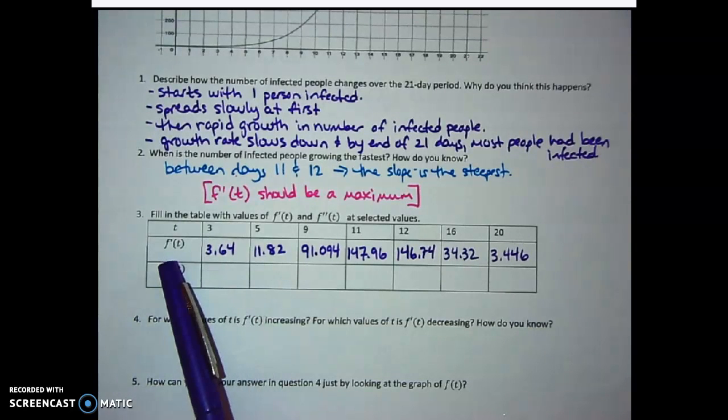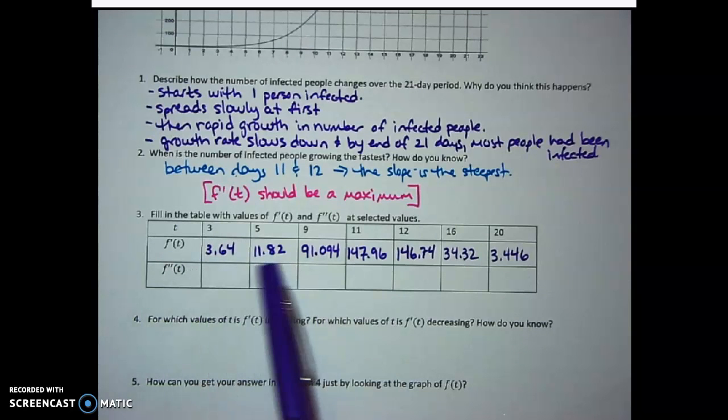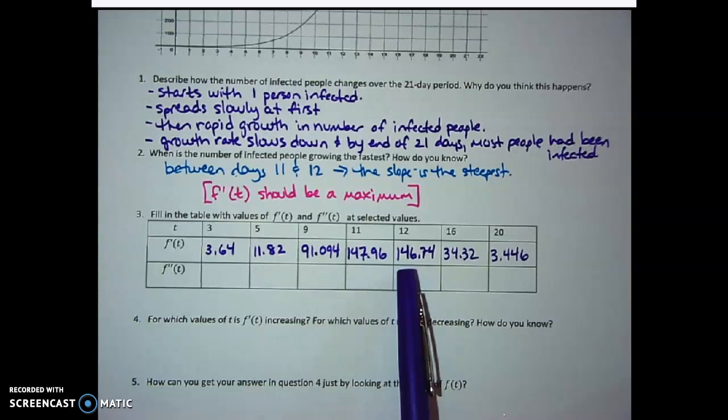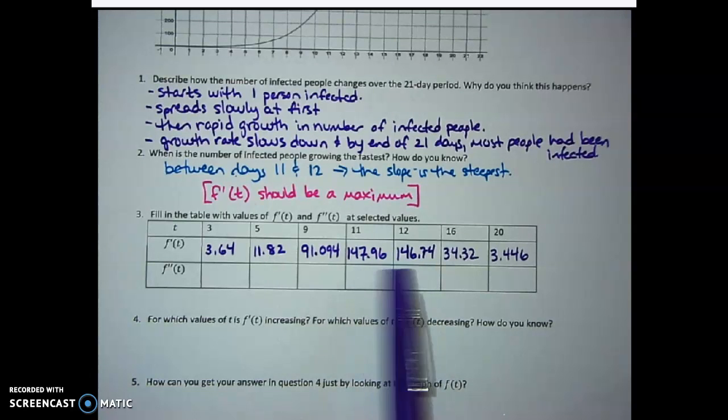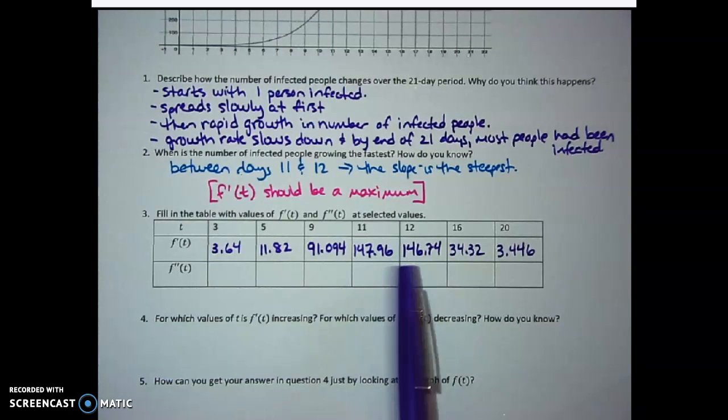What is happening? Remember, the first derivative is the slope. So what is happening to my slope? It's getting bigger and bigger. It's getting steeper and steeper. But what happens between 11 and 12? From 11 to 12, it's still a positive slope. It's still increasing, but my slope now is not increasing as fast, which means it had to have hit a maximum somewhere between 11 and 12.